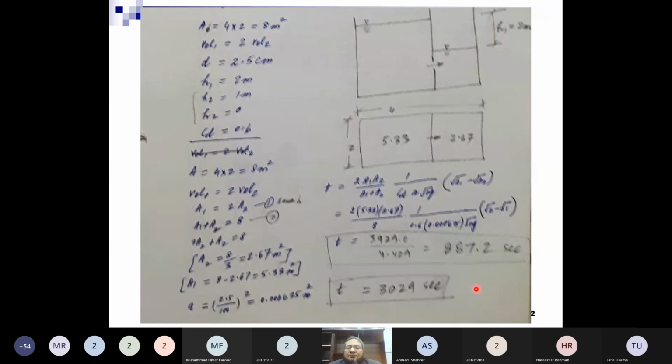Is it okay? Yes, sir. All right. So do you have any questions till now? Now you can feel how important unsteady flow problems are. Many real problems of open channel flow and pipe flow are unsteady.